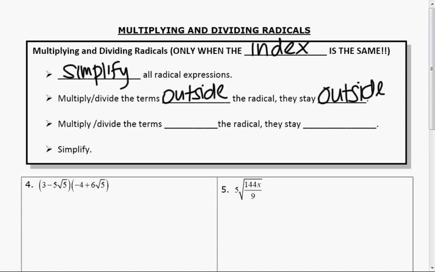And then you'll still have the terms that are inside, the numbers and the terms that are inside. You'll multiply and divide those terms, and those inside ones, and they're going to stay inside.